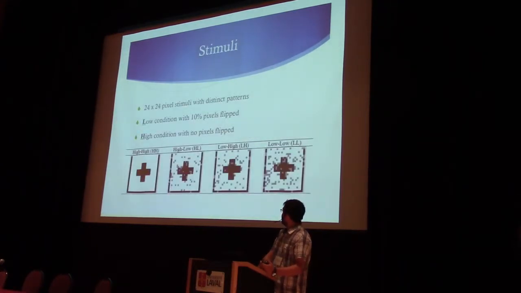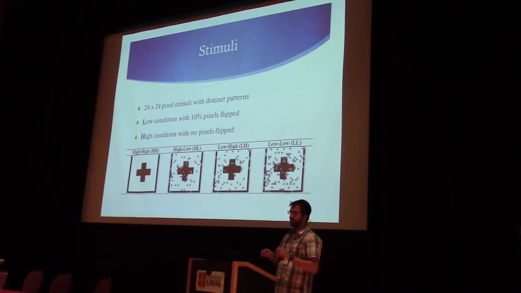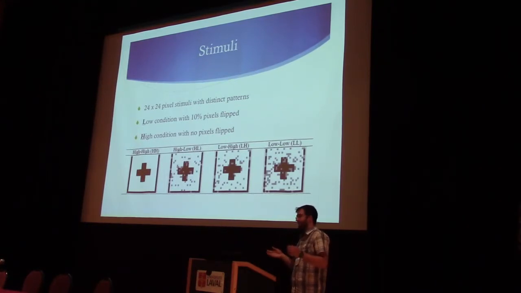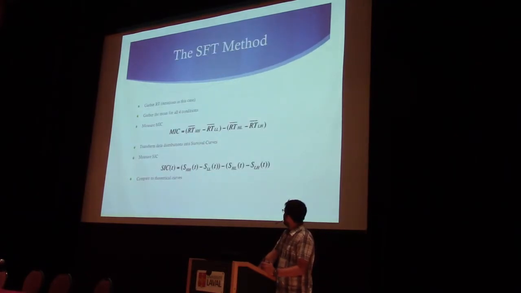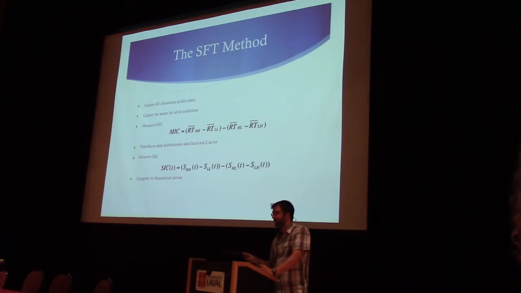The stimuli we use is 24 by 24 pixels of random input. Then we pixel flip 10% if it was in a low condition, and if it was in a high condition, we wouldn't do it. So those are the 4 conditions that we get for the SFT methodology. The SFT method is basically you gather the iterations, in this case, for all 4 of the conditions. We get the mean for all the conditions, then we measure the mean interaction contrast, the MIC. If the MIC is equal to 0, it's serial. If it's not equal to 0, it's not serial, so it can be parallel or coactive.